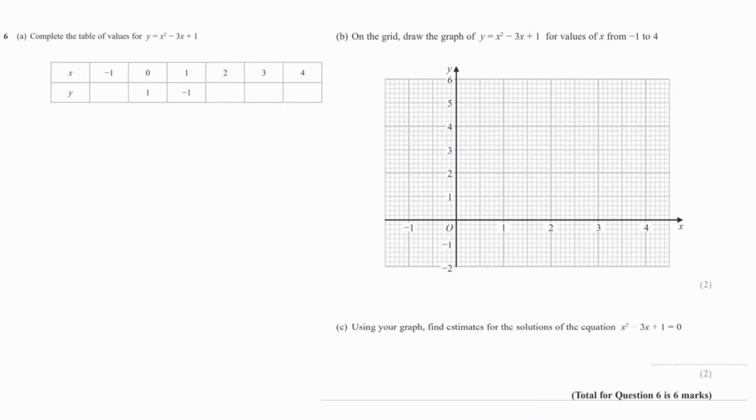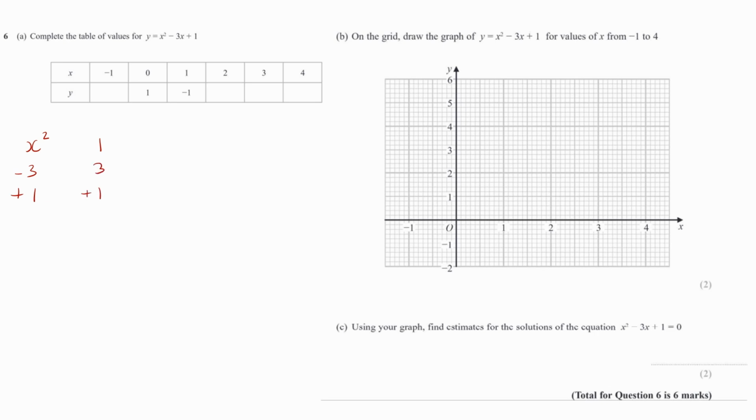Right, so completing a table of values for a quadratic here, then plotting it, and then doing a calculation from it. So let's have a look. So we've got our x value, x squared, and then minus 3 times it. So if we really want to set this out and have some working, minus 1 squared is 1. Minus 3 times minus 1 is plus 3, and then plus 1.